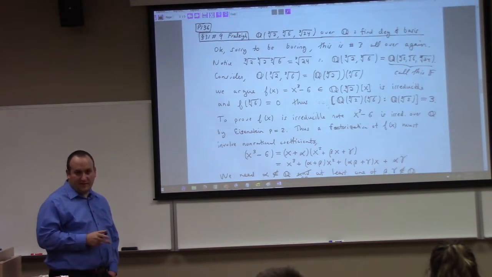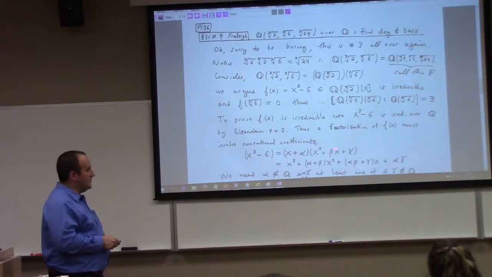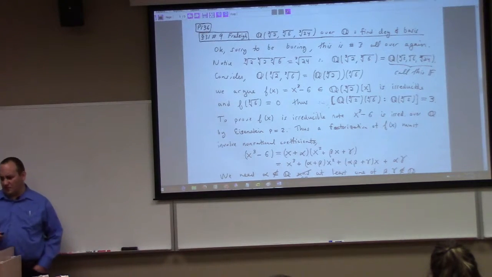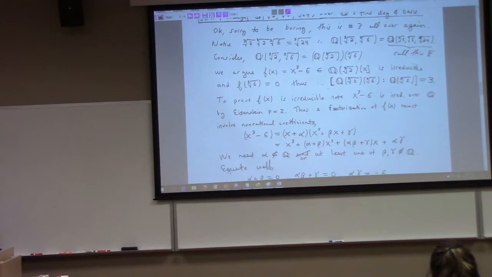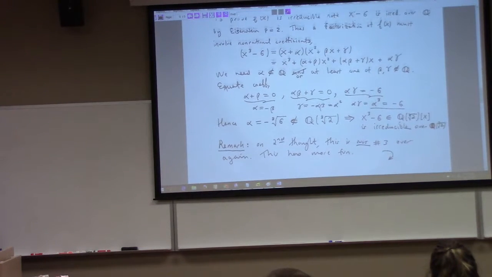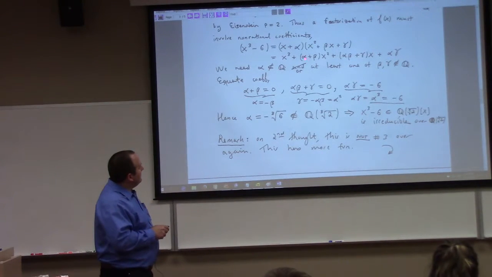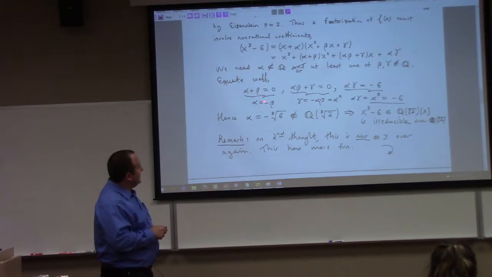So if there is a factoring, it has to be happening in the extension field by the cube root of 2. So that's where I'm looking. This alpha, beta, gamma, all in Q adjoin cube root of 2. They have to be irrational. So then I multiply it out, and that gives me these equations. In particular, alpha plus beta is 0, alpha beta plus gamma is 0, and alpha gamma is minus 6. Now, this one gives you alpha equals minus beta. Then you plug that into this. That gives you gamma equals minus alpha beta, which is equal to alpha squared. And then finally, we get alpha gamma is alpha cubed equals minus 6.